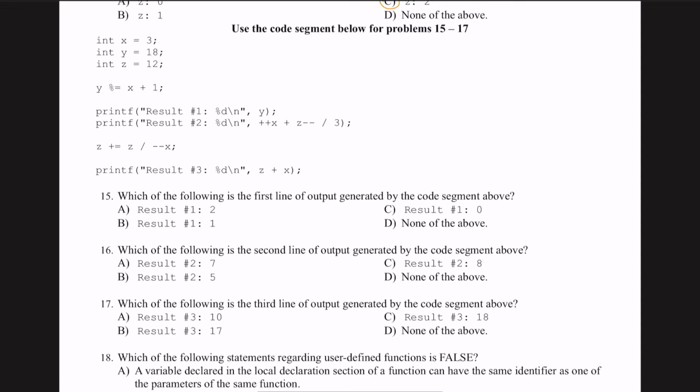Now we're working with some postfix and prefix, increments and decrements. So for question 15, we're looking for the value of y. So y mod equals x plus 1. I like to rewrite this as y equals the current value of y mod, and then in parentheses, x plus 1. Well, x is currently 3, so it's going to be the same as 18 mod 4. 18 mod 4 is 2, because we have 4 whole groups of 4 to form 16, and then 2 left over to reach 18. So y equals 2. Our answer is A.